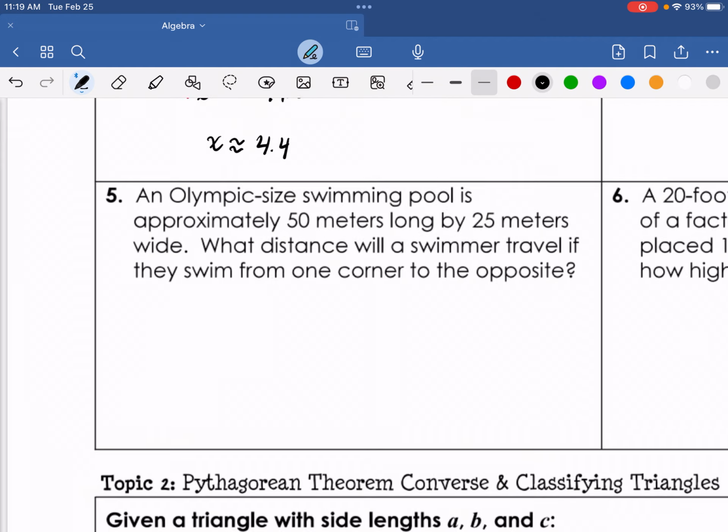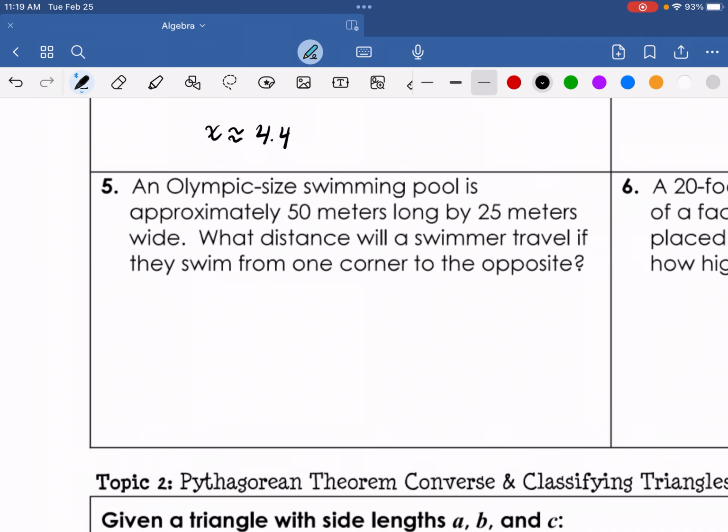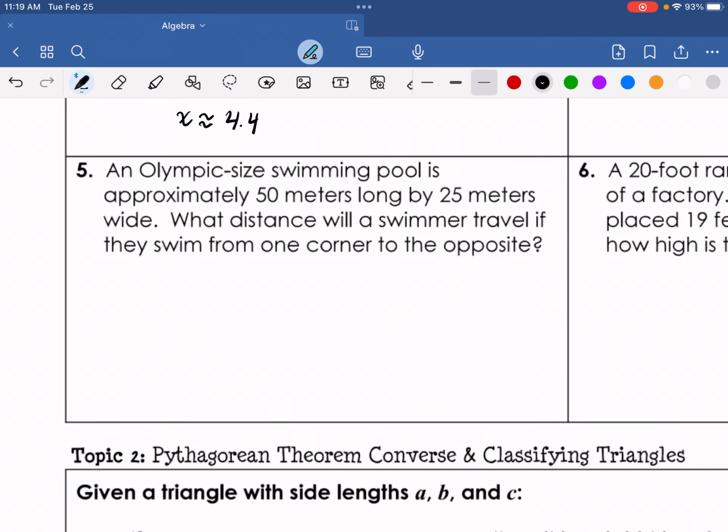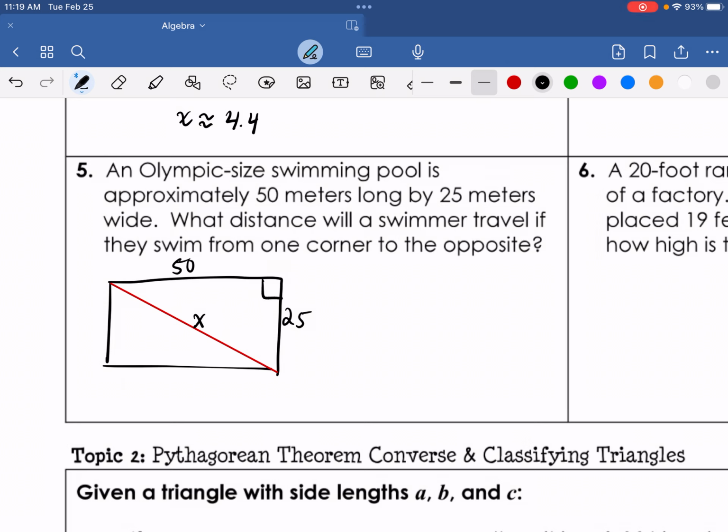Okay, for the word problems, do your best to read each word problem and complete it. It's still Pythagorean theorem, so it's a right triangle. An Olympic-sized swimming pool is approximately 50 meters long by 25 meters wide. Okay, a pool, it's probably a rectangle. You have 50 meters and 25. What distance will a swimmer travel if they swim from one corner to the opposite? They're basically telling you to take a rectangle and cut it in half so you get a right triangle. So we have this right triangle and we're finding x. Again, you set it up, square all of them, add the 50 and 25, and then complete your work.